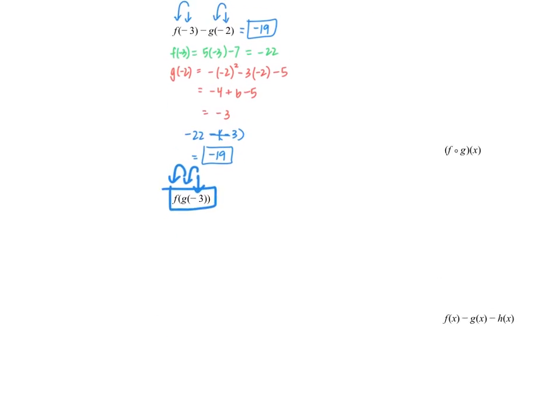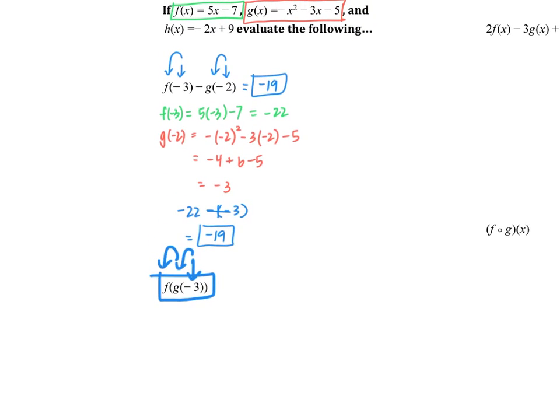All right, so let's start with the g function. We're going to plug in negative 3. So I'm going to keep the f on the outside, and then g of negative 3 would be negative times negative 3 squared. Remember that negative is the x, so negative 3 is x. And then minus 3 times negative 3 minus 5, keeping that all in parentheses.